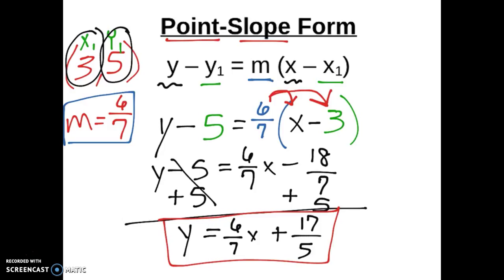Okay. And so this is your answer in slope-intercept form. Be prepared, there are going to be lots of fractions in this section. Okay, so don't be afraid of the fractions. We have two other special kinds of lines that are going to show up.